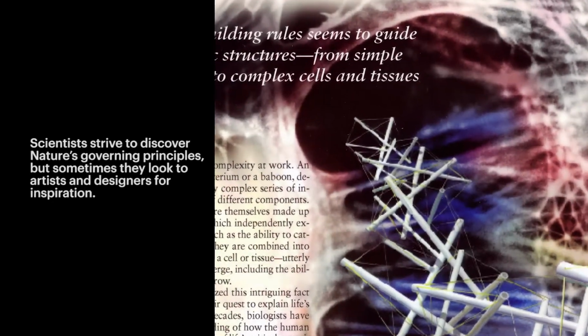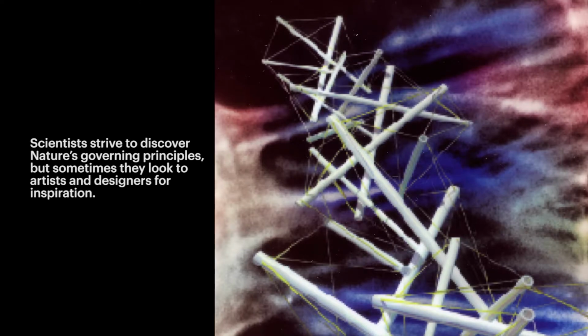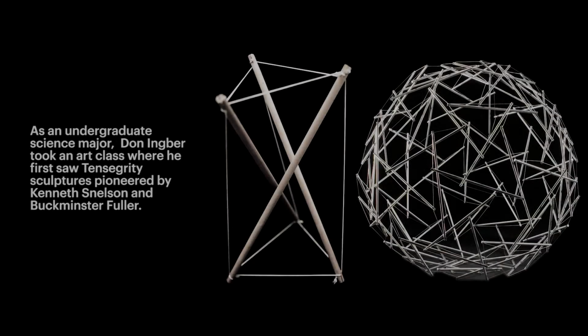Scientists strive to discover nature's governing principles, but sometimes they look to artists and designers for inspiration. As an undergraduate science major, Don Ingber took an art class where he first saw tensegrity sculptures pioneered by Kenneth Snelson and Buckminster Fuller. Two sculptures made of three struts stand upright without touching or resting on each other. A series of tensed cables connect the ends of the struts, holding the structure taut.